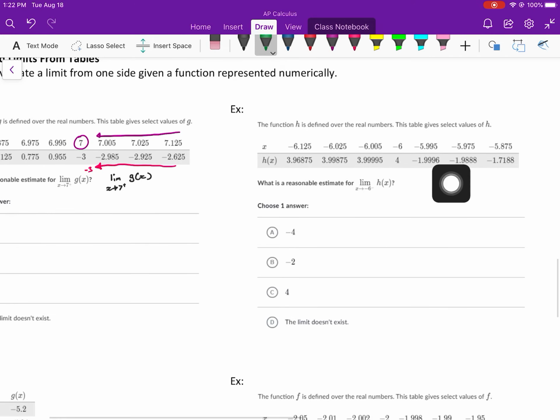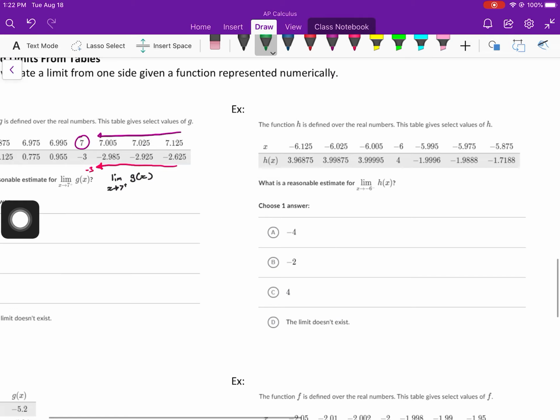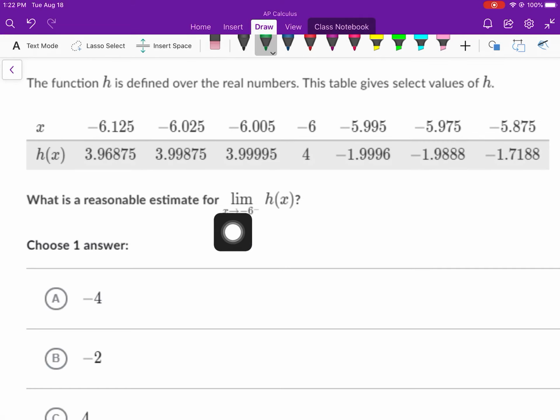I'll let you guys work on this one in class. And, well, we could go through it really quick, actually. The limit as x approaches negative 6 from the left. Well, as we approach it from the left, notice our output values are getting really close to 4. So you could guess this one is going to be approaching 4.